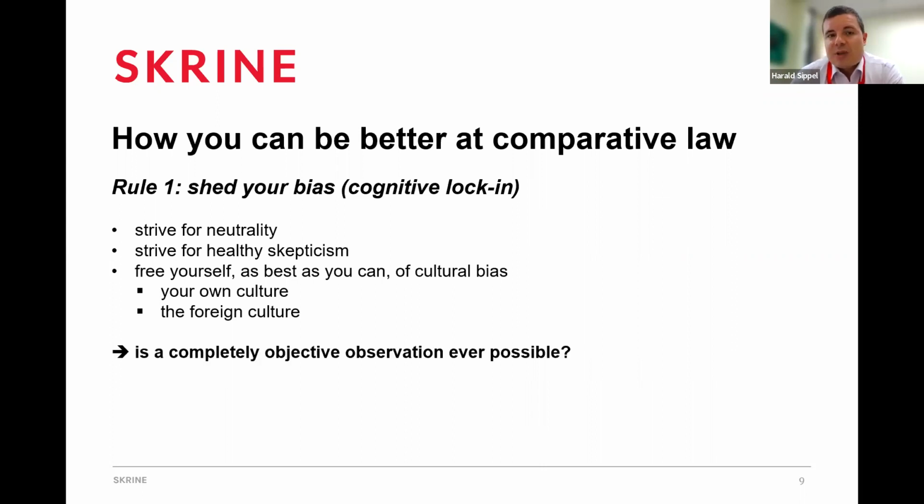I'm putting here the question to you, is a completely objective observation ever possible? And I don't know what your views are, and I'd be happy to hear any views on this. My view is that it's not possible. But again, as I said, even though it's just an approximation and not 100%, that does not mean that it's bad.